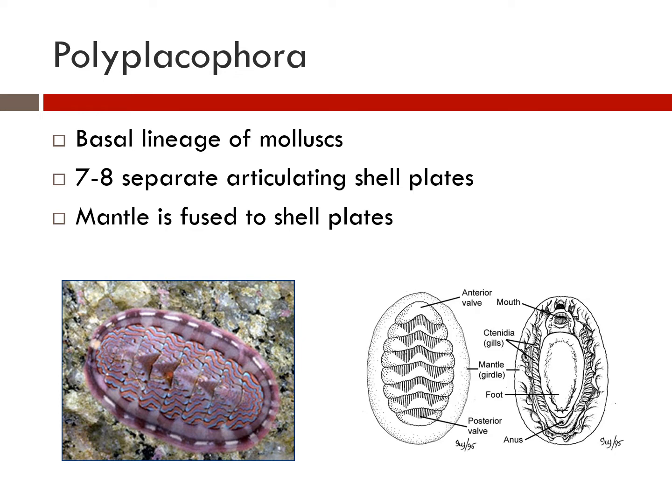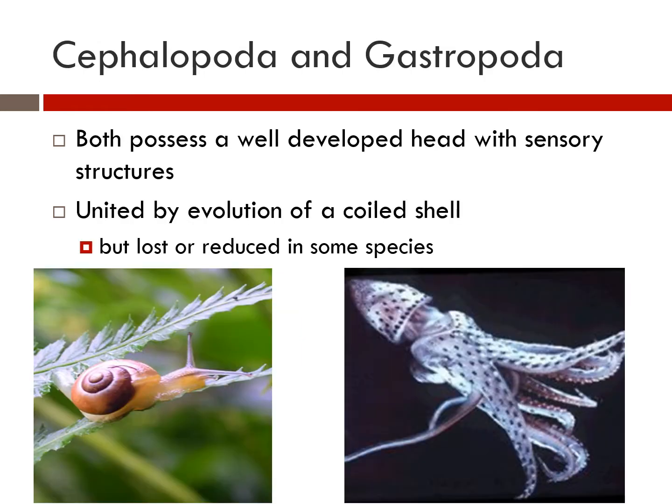Identifying features for them are going to be 7 to 8 separate articulating shell plates, which you can see here. Right? These are individual shells, but they can move. There's kind of a little bit of a fleshy joint in the middle. And the mantle is fused to the shell plates.